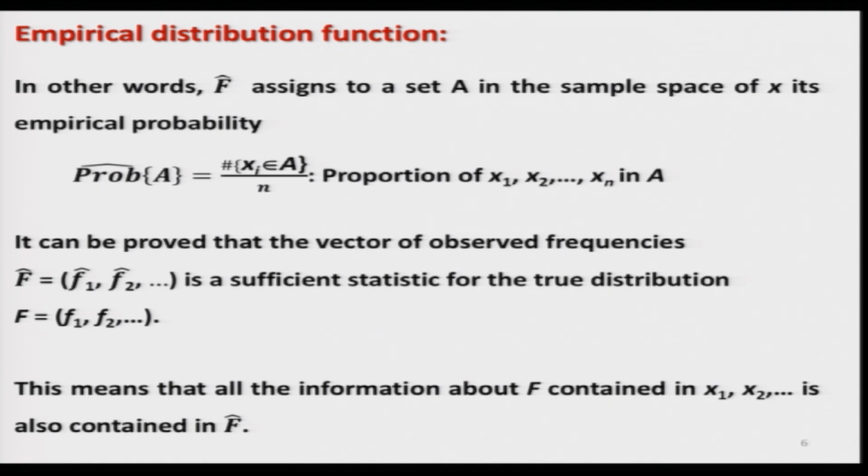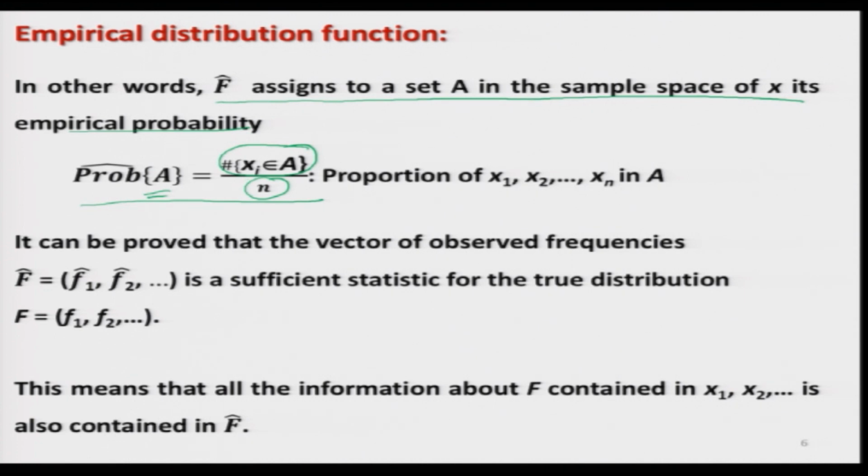So in other words, if you want to make it general, then I would say that f hat assigns to a set A in the sample space of X its empirical probability, which is computed like this. The estimated probability of A is the number of Xi's belonging to the set A divided by the total number of points. So this is essentially the proportion of x1, x2, ..., xn in A.